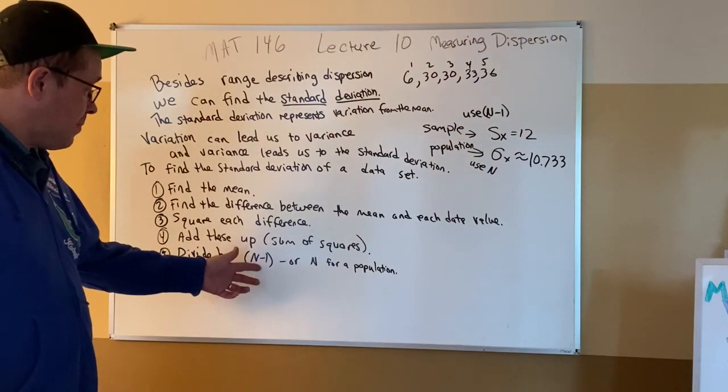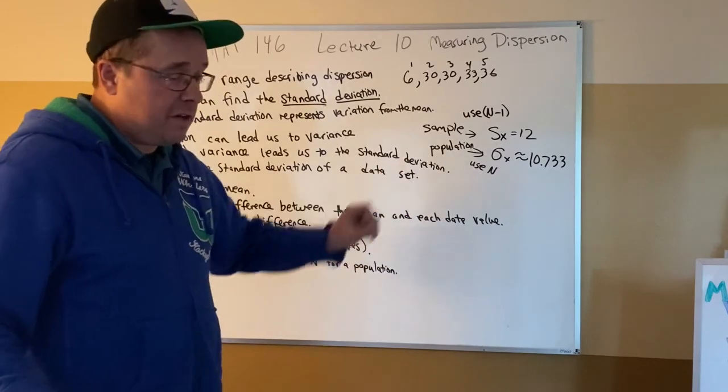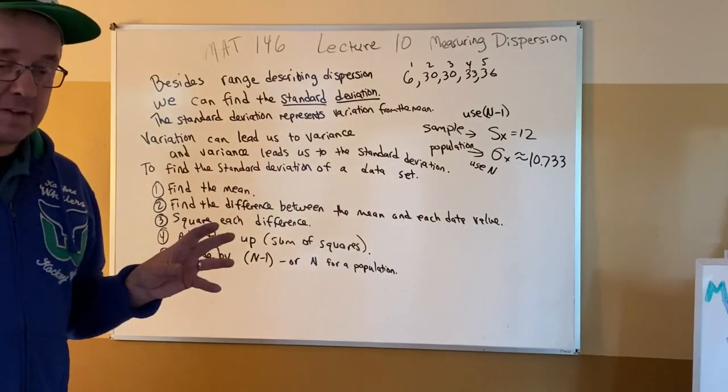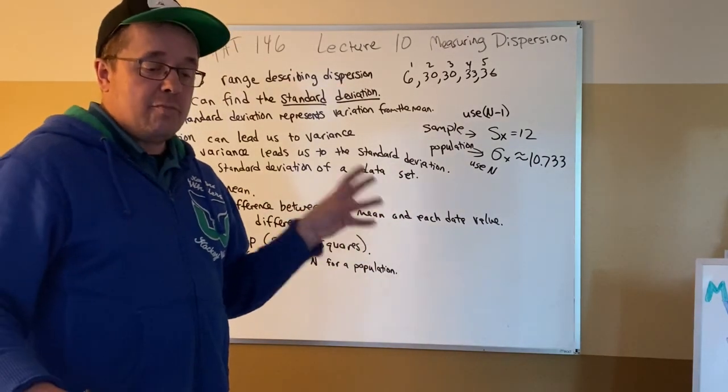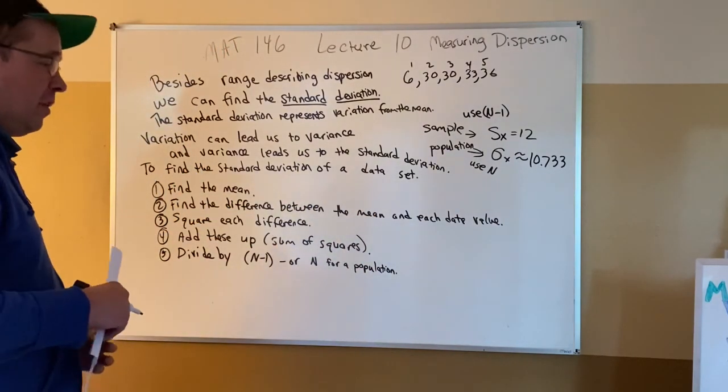The other thing that happens is as n increases, the difference between n and n minus 1 when you divide by it becomes less and less significant. So the bigger sample you can get, the more you can rely on your data. But this is what we're doing. It has something to do with what we call degrees of freedom.